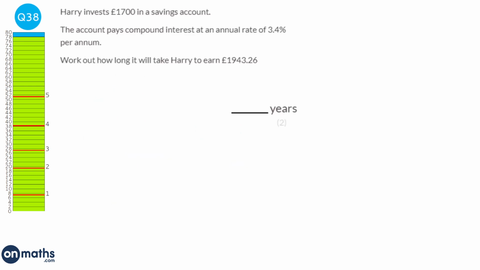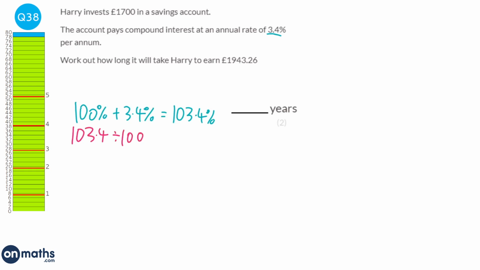So we're going to start off by finding the multiplier. And we start off with 100%. It's an increase of 3.4%, so we add 3.4%, and so that would be 103.4%. And then we need to make that a multiplier, so we're dividing it by 100, and so that would be 1.034. So anytime we times a number by 1.034, we'll increase it by 3.4%.